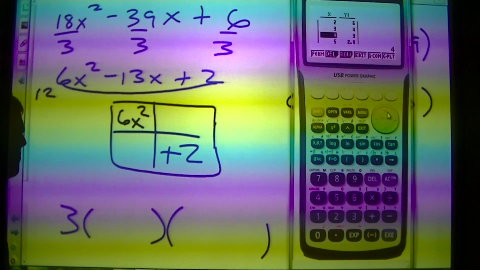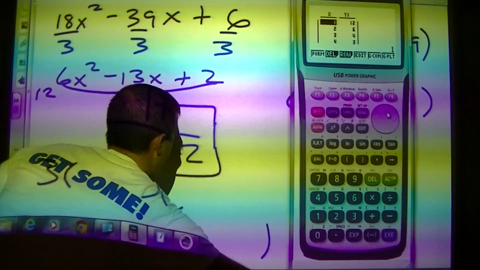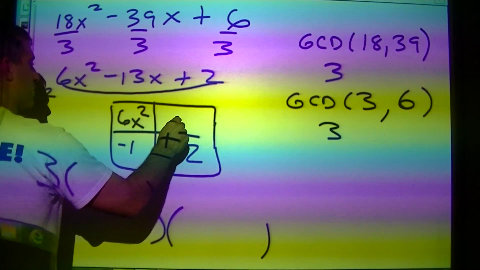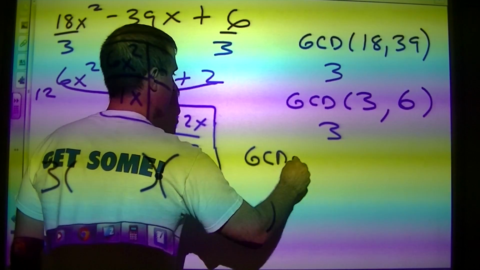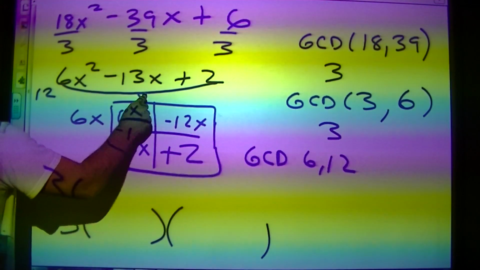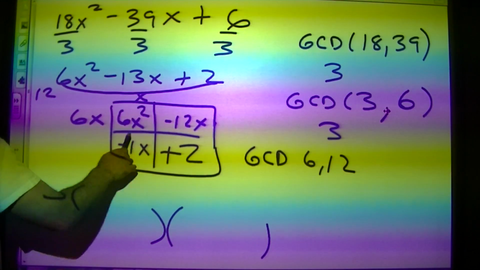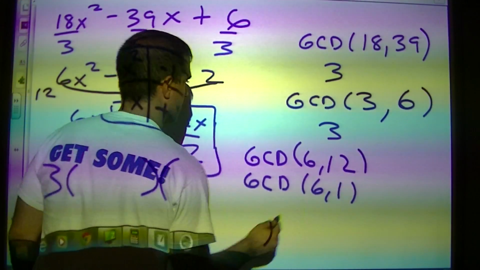I think I missed it at the beginning. Yep, 1 and 12 adds up to 13, but I'm looking for negatives, so I just put both of those as negatives. So I'm going to do GCD 6 and 12. I would get that with x and x. Then I'm going to do GCD 6 and 1. That's going to be pretty easy. That's going to be a 1.